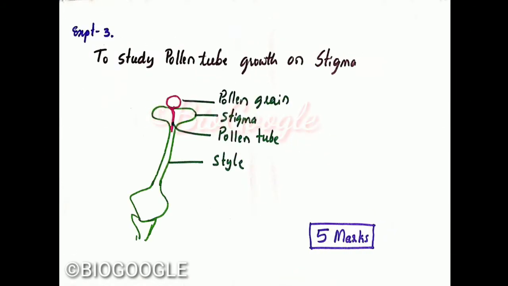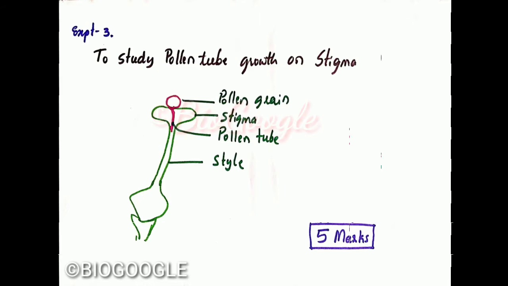Experiment number 3: to study pollen tube growth on stigma. In the flower, the pollen grain after pollination lands on the stigma, and if the pollen is of the same species, then it germinates on the stigma by using the many chemicals released by the pollen as well as the stigma. The pollen grain will germinate to produce a pollen tube. Here we will again use the flower vinca rosea, and this experiment will carry 5 marks in your annual practical examination.